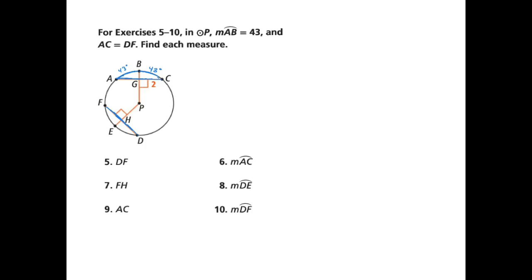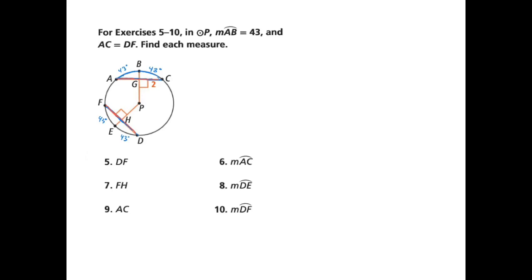And while I'm doing that, I know a good relationship between congruent chords, my bad. With congruent chords, their intercepted arcs are congruent. So since chord AC and chord DF are congruent to each other, I know that their arcs are congruent. So this will be a 43 and a 43. Cool, that's what we learned in our notes.